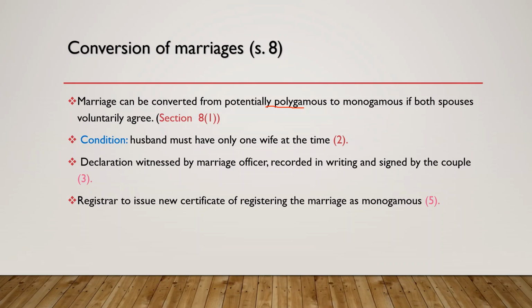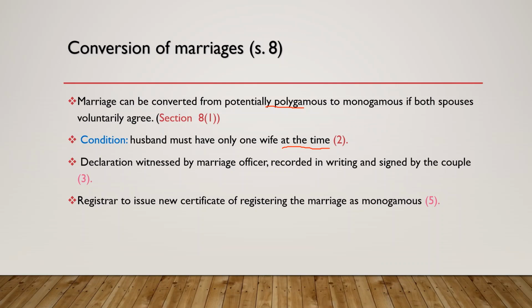And the first condition is that the husband must have only one wife at the time. And this is according to section 8.2 of the Marriage Act of Kenya. Meaning that if you are married under African customary law and your husband happens to have 2 wives or more, then your husband cannot come and try to convert a marriage between one of his many wives from being potentially polygamous to being a monogamous one. Yeah, this is something you need to remember.